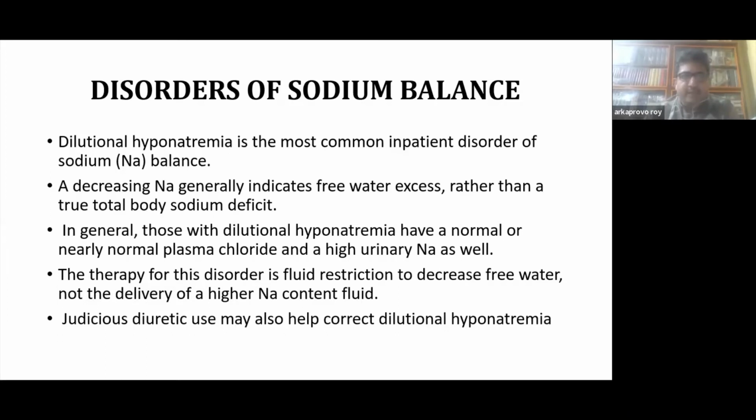In general, those with dilutional hyponatremia have a normal or nearly normal plasma chloride and a high urinary sodium as well. The therapy for this disorder is fluid restriction to decrease free water, not the delivery of a higher sodium content fluid. Judicious diuretic use may also help correct dilutional hyponatremia.